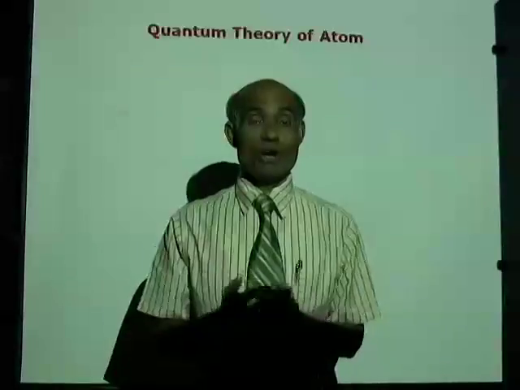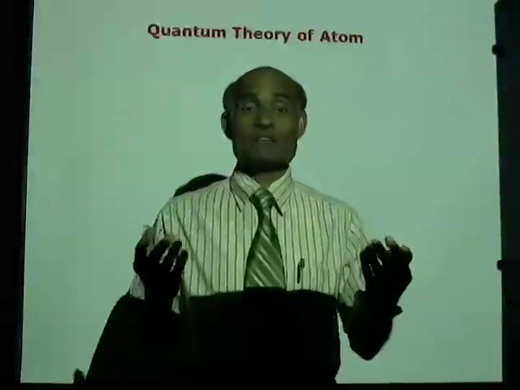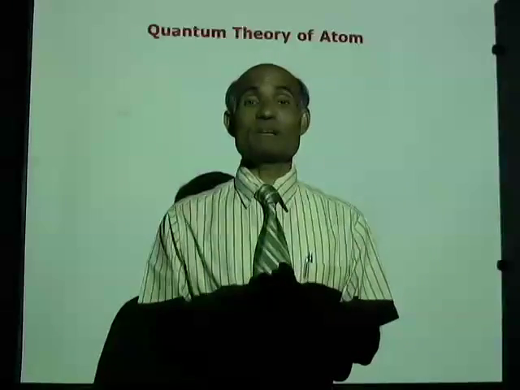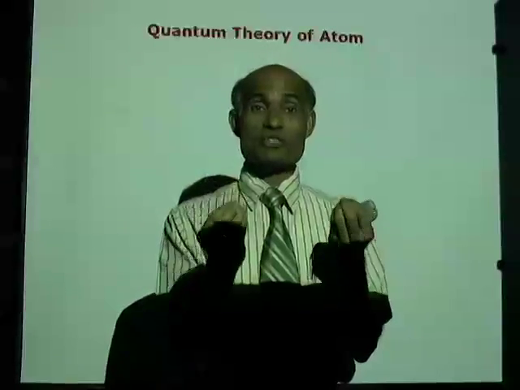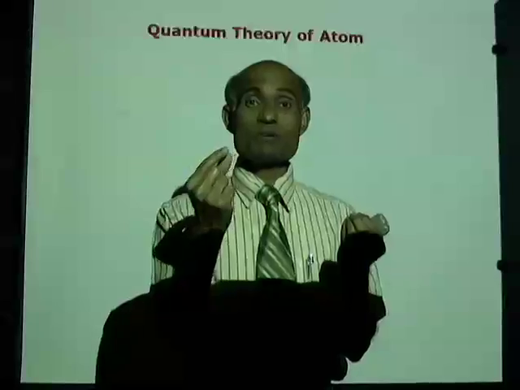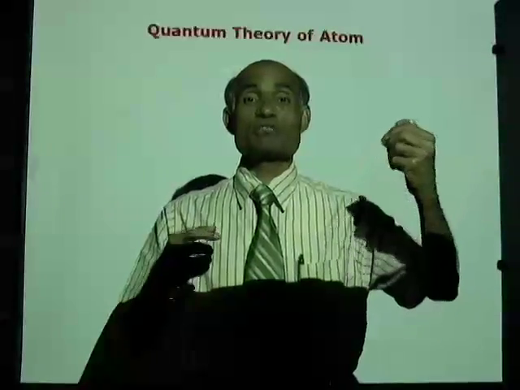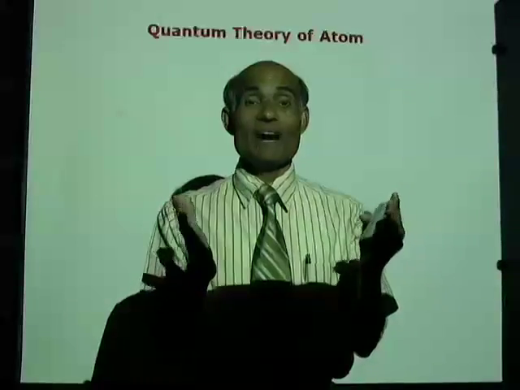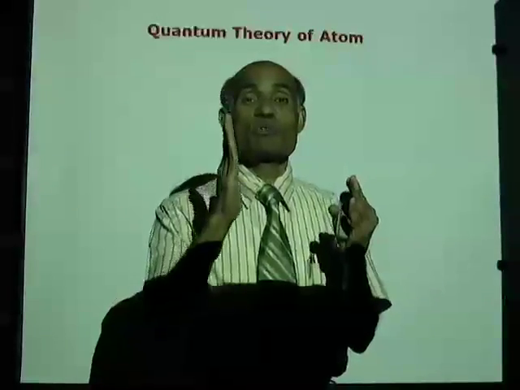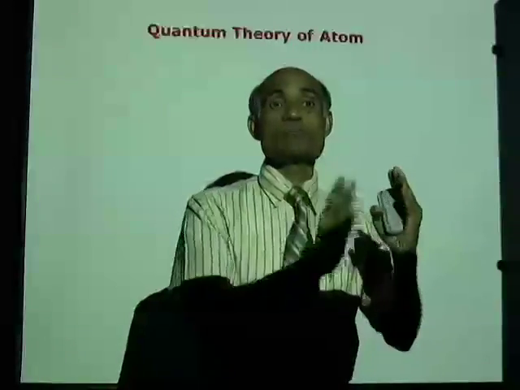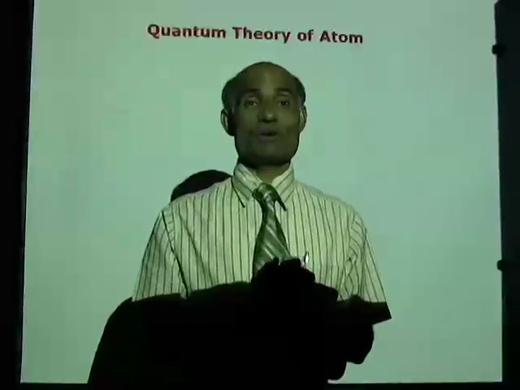Why? Because Bohr model of the atom only explains the simplest of the spectrum of hydrogen. Hydrogen is a very simple element, one proton and one neutron, and the possible electronic transitions are limited, and it explains the beautiful red, yellow, green, blue, violet, and so on.